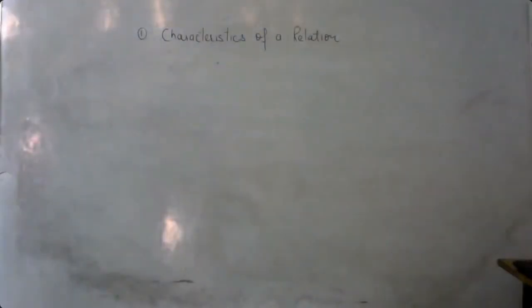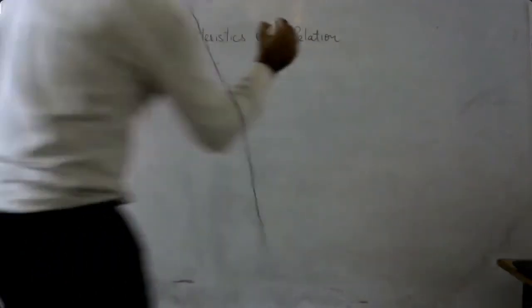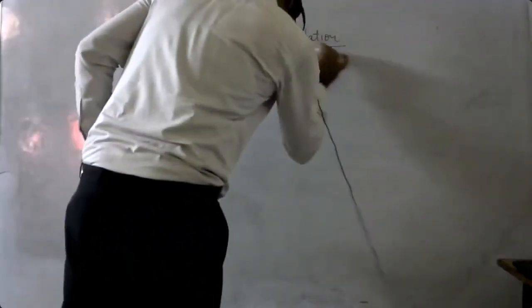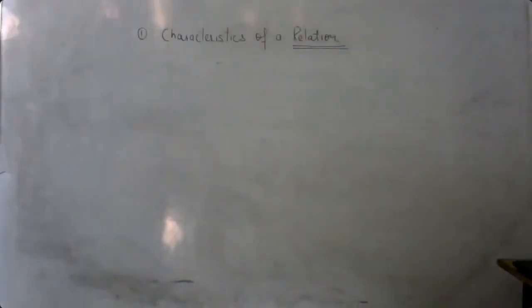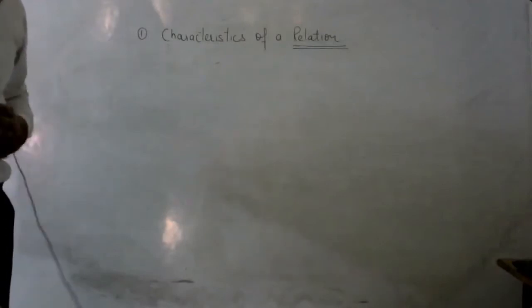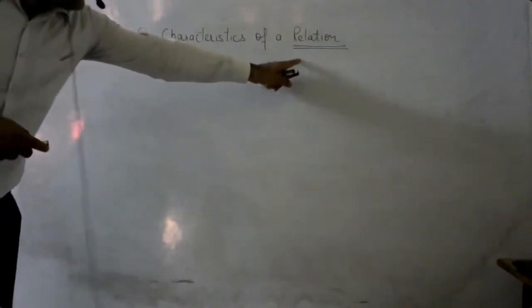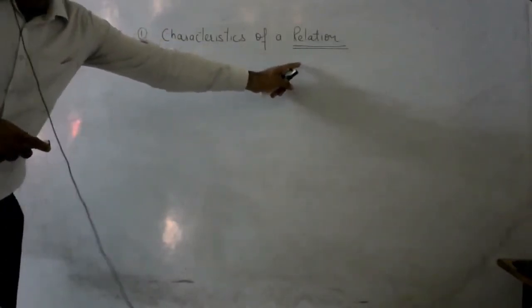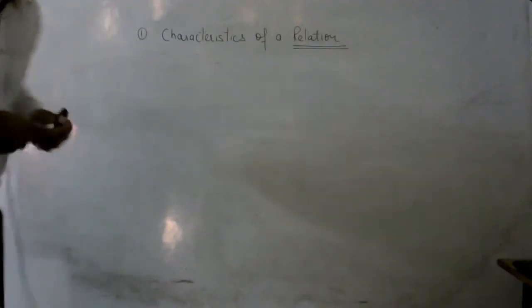Relation means, so what are the different characteristics of a relation? If we know this term, we can easily tell what the different characteristics of a relation are in a quick manner. We will talk about five to six characteristics here, but first we need to revise what a relation is.